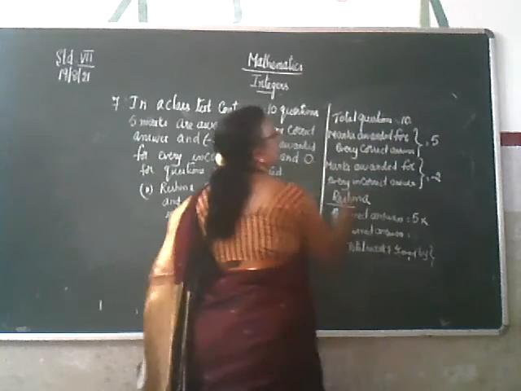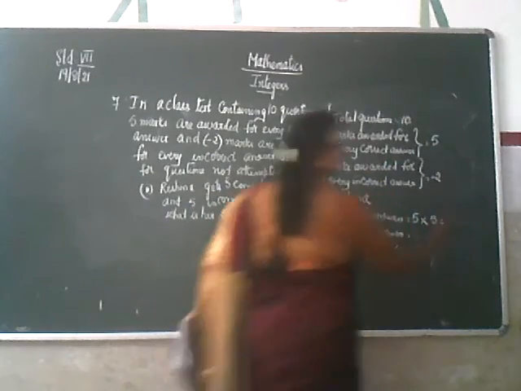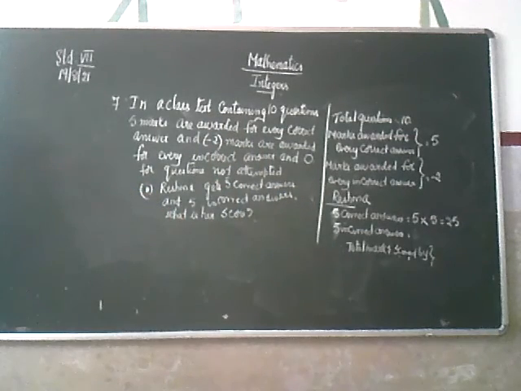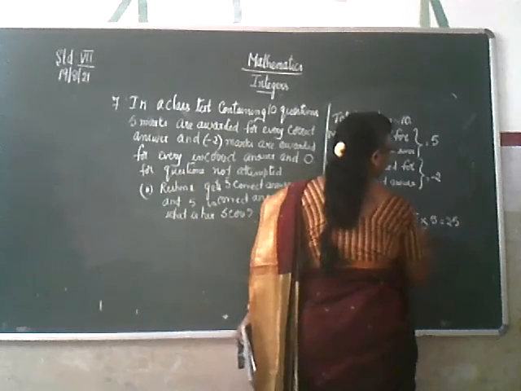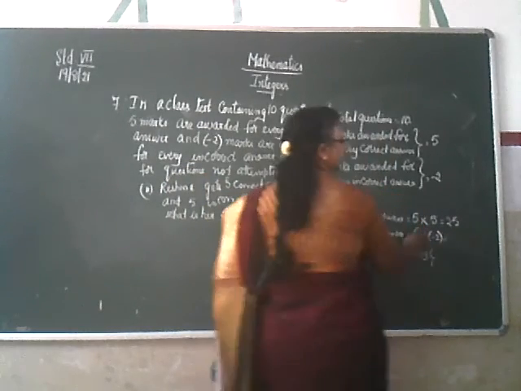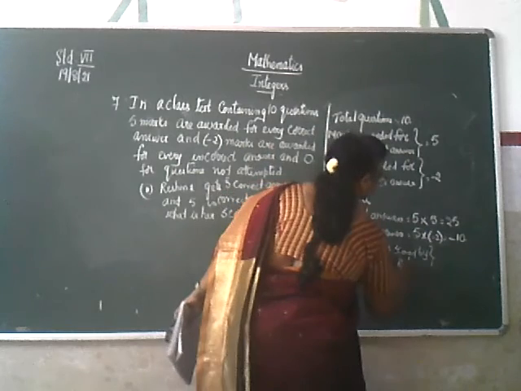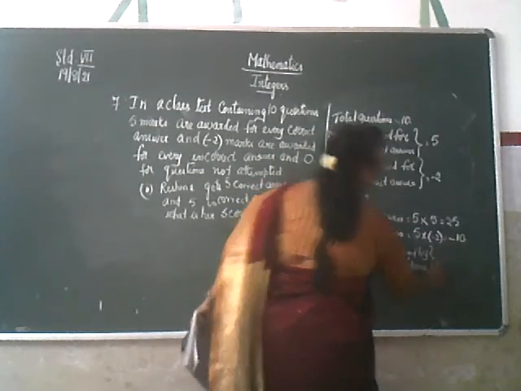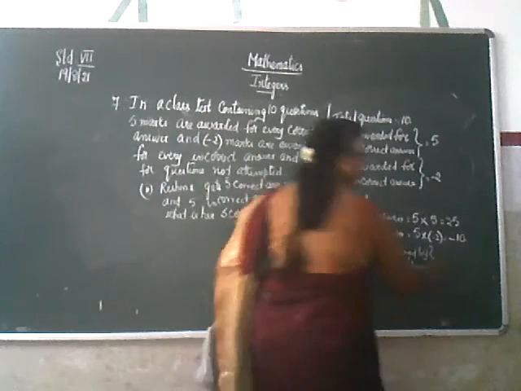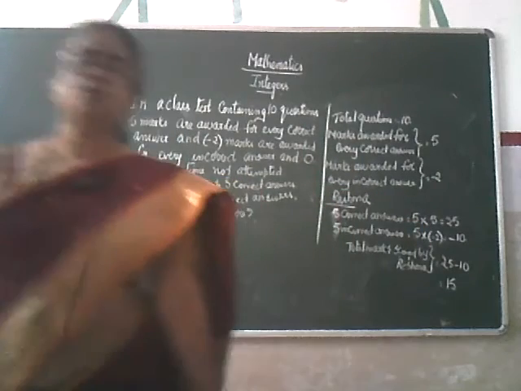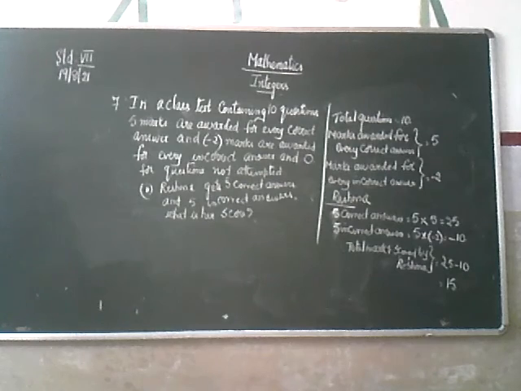So for 5 correct answers, what will be the mark? For a correct answer, 5 marks are awarded. 5 5s are 25. Then 5 incorrect answers. The marks awarded is minus 2. Plus into minus, minus 5 2s are 10. So total marks scored by Reshma is equal to 25 minus 10. So she scored 15 marks. So total marks scored by Reshma is 15.